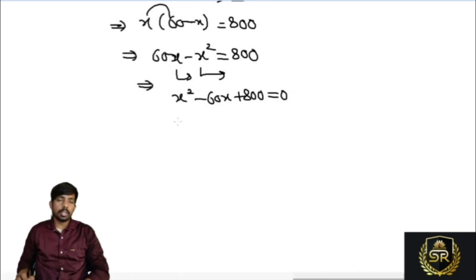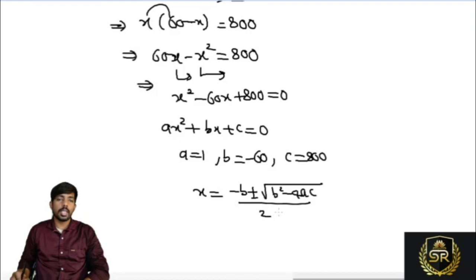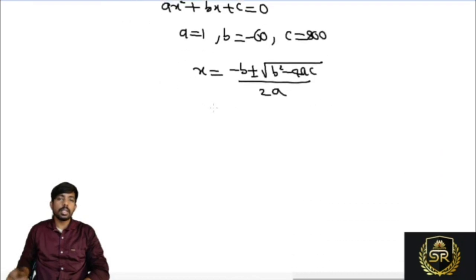We can use either the quadratic formula or factorization, your wish. I am using the quadratic formula here. For ax square plus bx plus c equals 0, a is 1, b is minus 60, don't forget the minus, and c is 800. The quadratic formula is x equals minus b plus or minus root over b square minus 4ac by 2a.